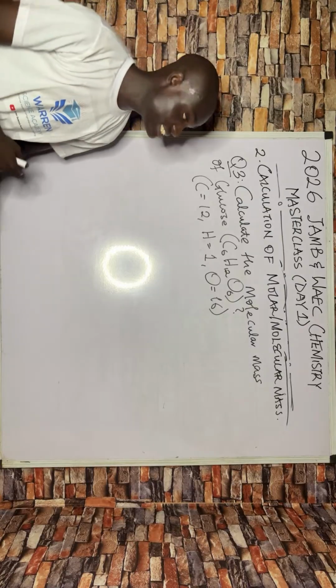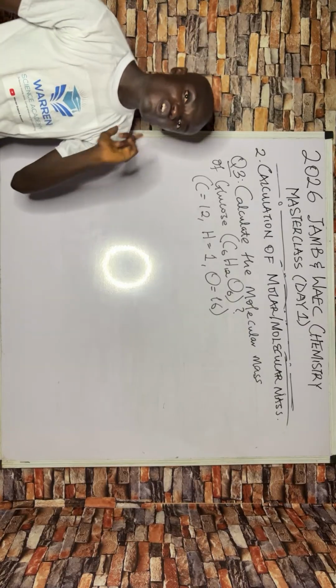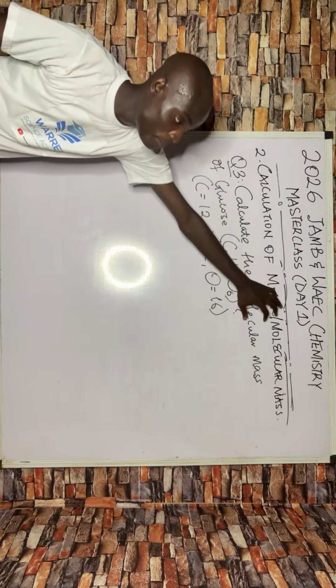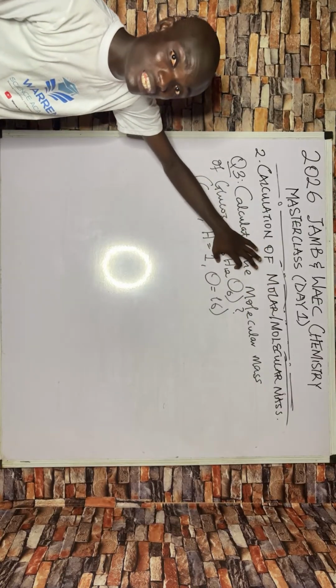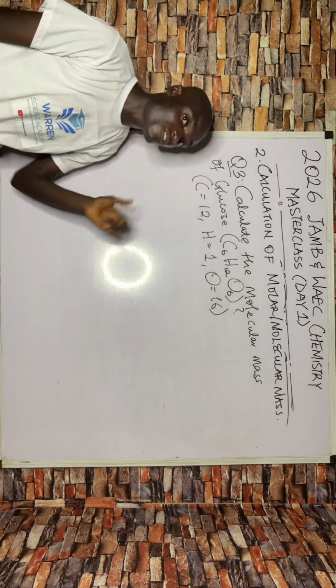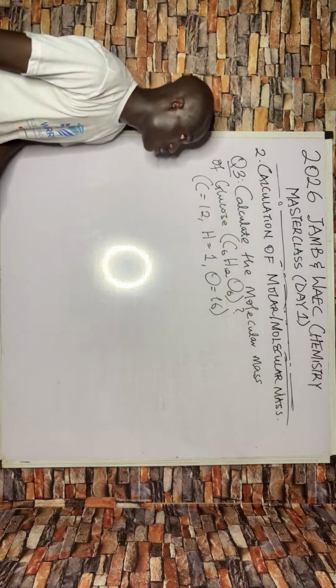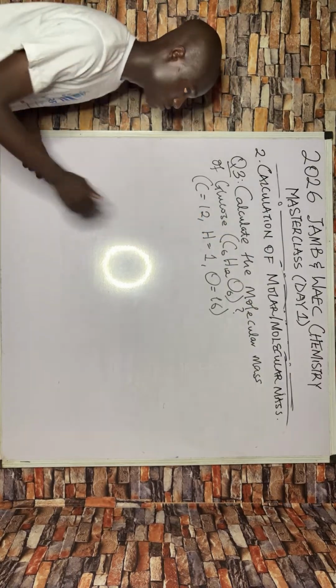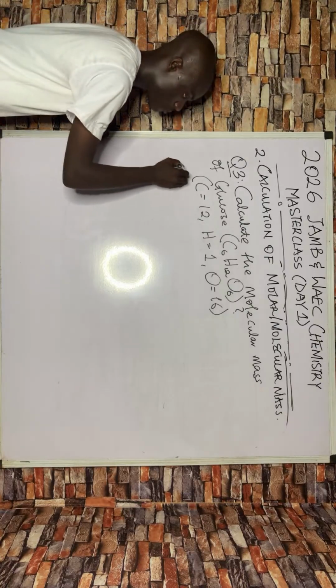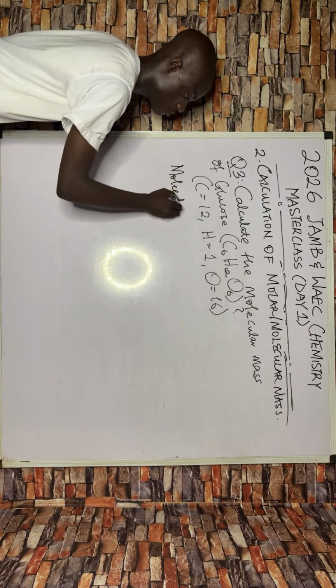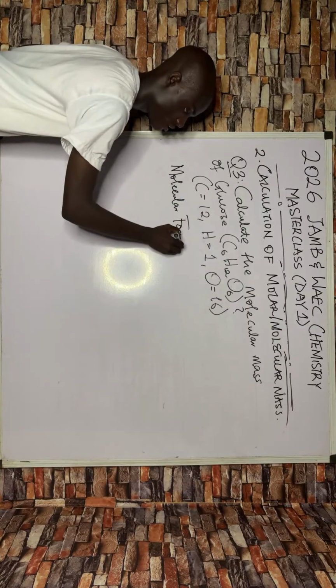Now, glucose is C6H12O6. For you to be able to calculate the molecular mass, you must know your molecular formula. It is the mass of that formula that we call the molecular mass. Now let's go ahead to calculate this. So the molecular formula is what?